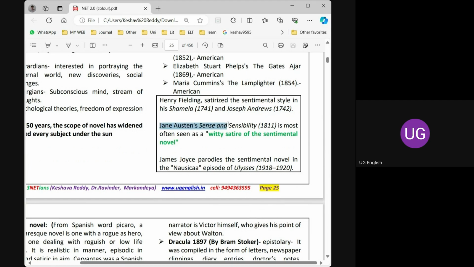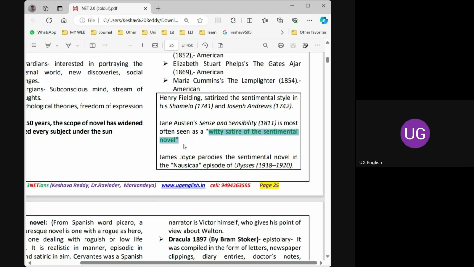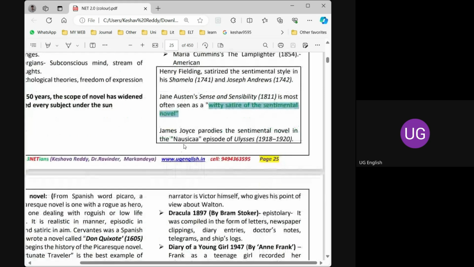And Jane Austen's novel Sense and Sensibility. In Telugu, we have a movie. It was almost 10 to 20 years ago. I forgot the name, but actually the name is Priyuralu Pilichindi. The old movie is based on Jane Austen's novel Sense and Sensibility, and this is also a satire on the sentimental novel, a Telugu movie based on this novel. Just now I mentioned the name.